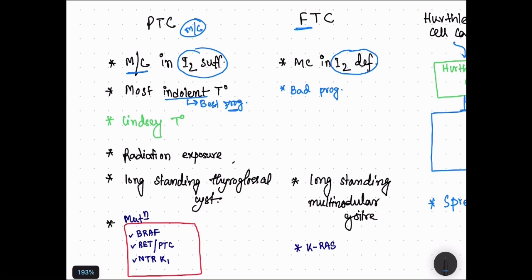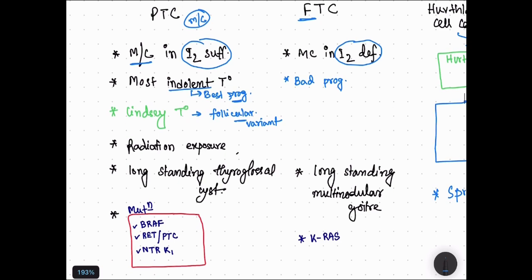But there is another variety of papillary thyroid cancer, known as the follicular variant of papillary thyroid cancer. This follicular variant does not have that good a prognosis. It is known as Lindsay's tumor. That is the follicular variant of papillary thyroid carcinoma. This is the cancer which is associated with radiation exposure.